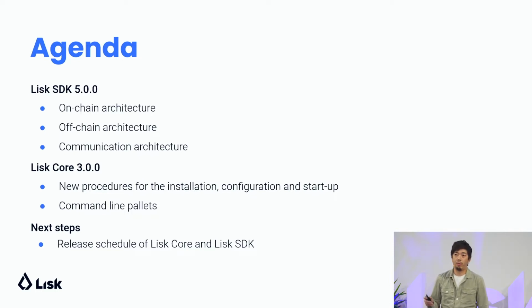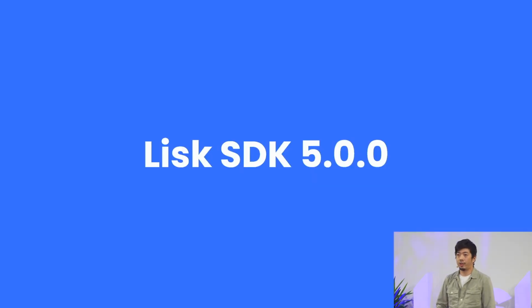Lisk 5.0 includes on-chain architecture, off-chain architecture, and communication architecture. And using that SDK, we have also improved our Lisk Core 3.0, which is now a command line interface, and it has a new procedure for installation, configuration, and startup. Lastly, I'll explain the current status of this release and the next steps. Let's move on to Lisk SDK 5.0.